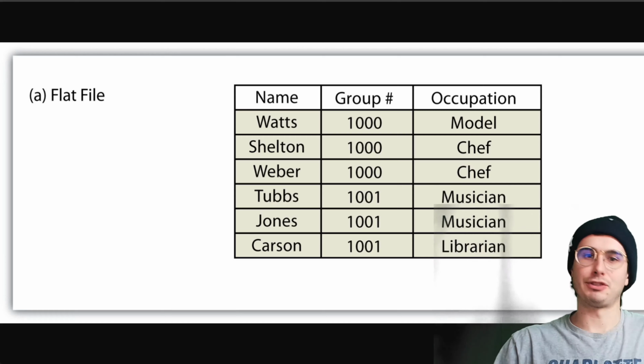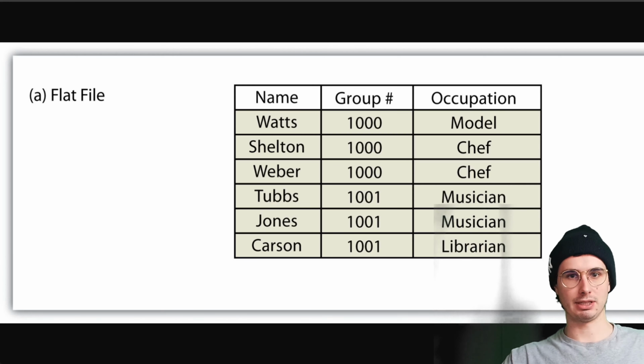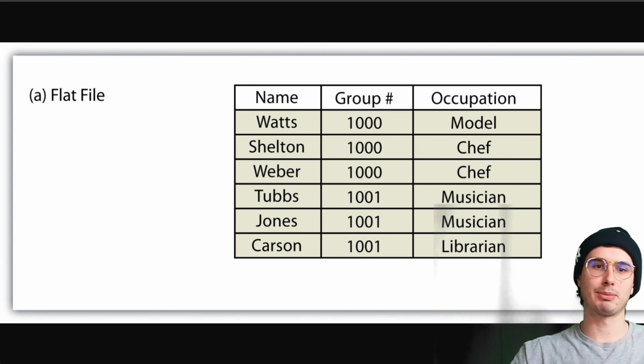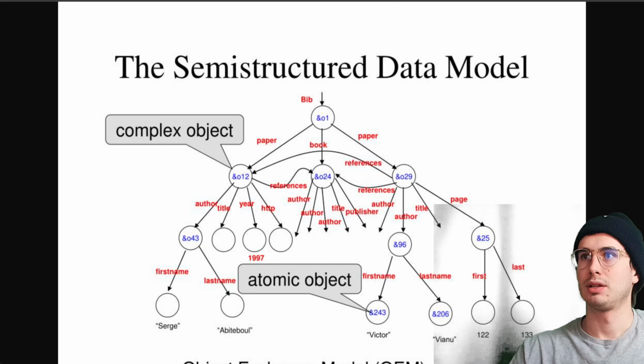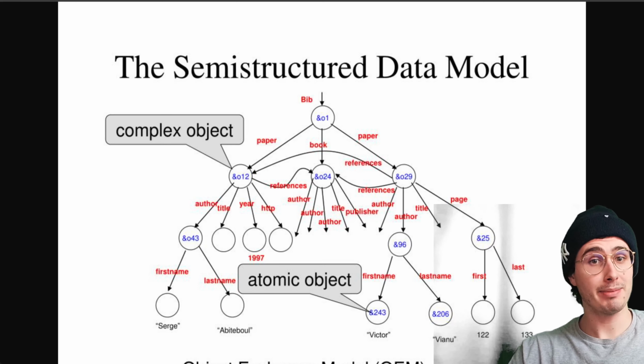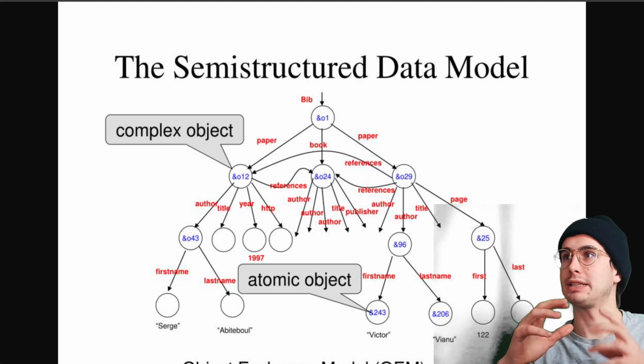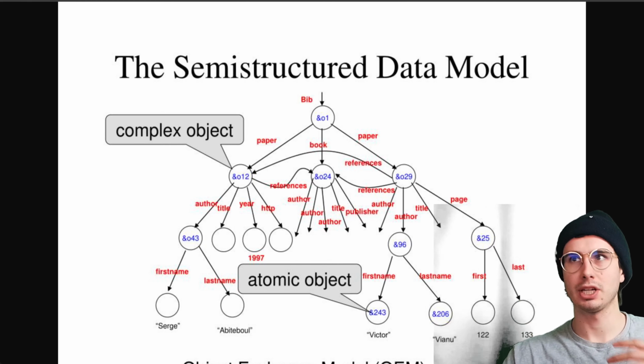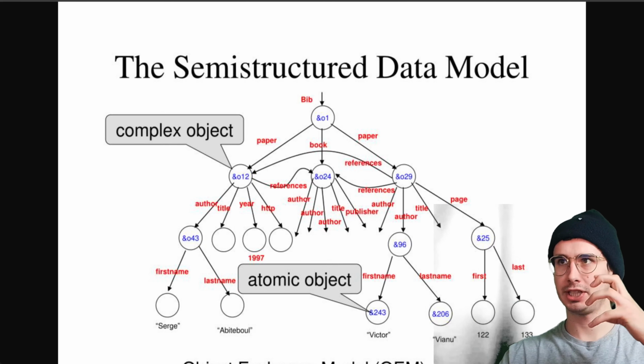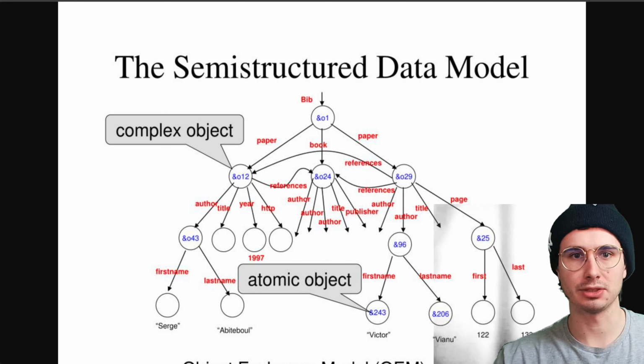But if you get more complex, you start having relationships you need to manage between data tables. Obviously, not a really good solution. Now, in a semi-structured data model, this is what things like JSON and XML use. You have a parent-child relationship, but you can also have relationships between the children.